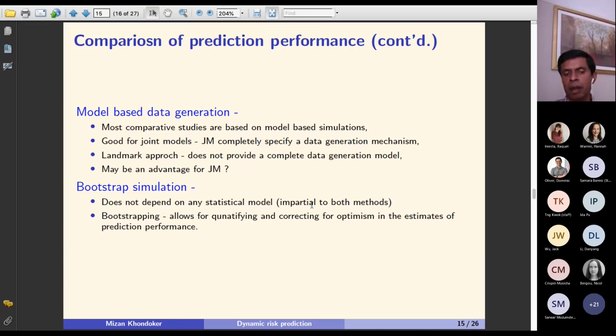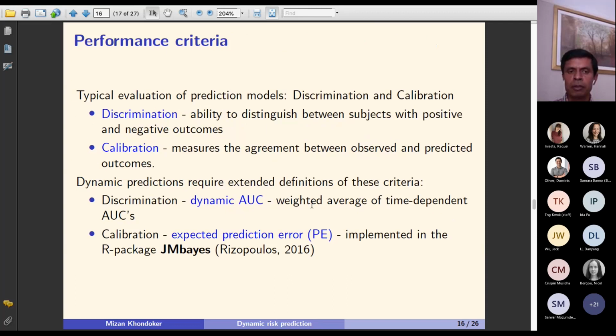And bootstrap allows quantifying and correcting for optimism in the estimate of prediction performance. One way to do optimism correction is by cross validation, as you know. But I will show another method of optimism correction based on bootstrap sampling as well. So I'll be using bootstrap simulation to compare the performance of the two methods.